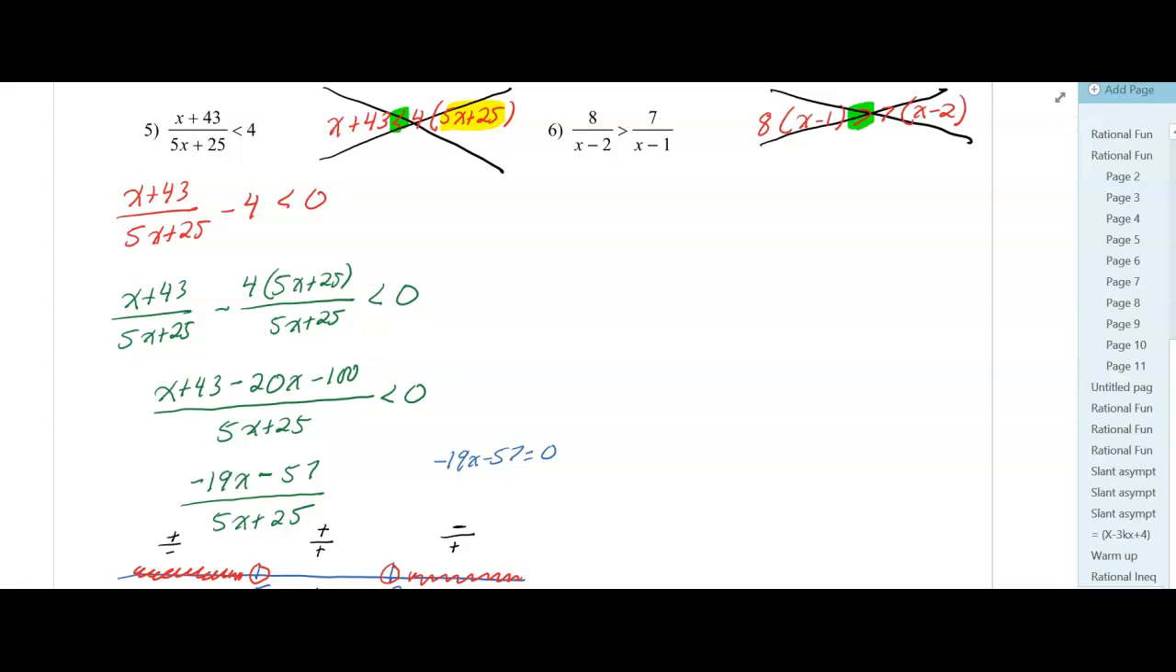In order to solve this problem, we have to do a similar method as number 5, meaning we need to set it equal to 0. So I'm going to subtract 7 over x minus 1. And now we need to combine the rational functions. So the common denominator is x minus 2 times x minus 1. So I'm going to multiply to get the common denominator.